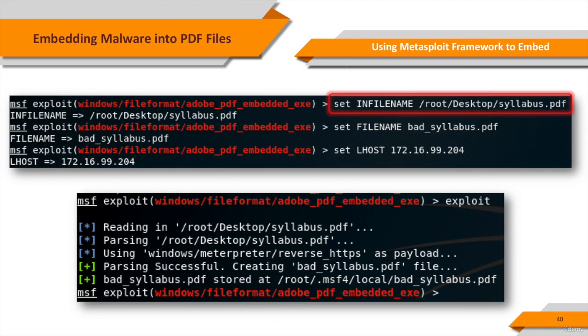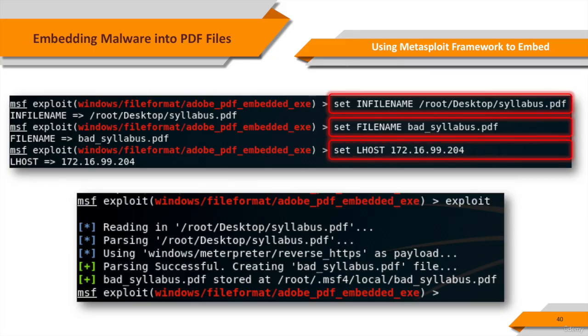The next step is to set the options. Set the template PDF file in filename. If you don't, Metasploit Framework will use its own template. Set the output PDF file name. If you don't, Metasploit Framework will name it evil.pdf. Now set the options of the payload you choose. If you choose a reverse HTTPS Meterpreter payload like me, set the IP address of the listener, LHOST. Set the listener port if you don't want to use the default one, LPORT. And when you're finished setting your options, you can use the exploit or run commands to generate the file.